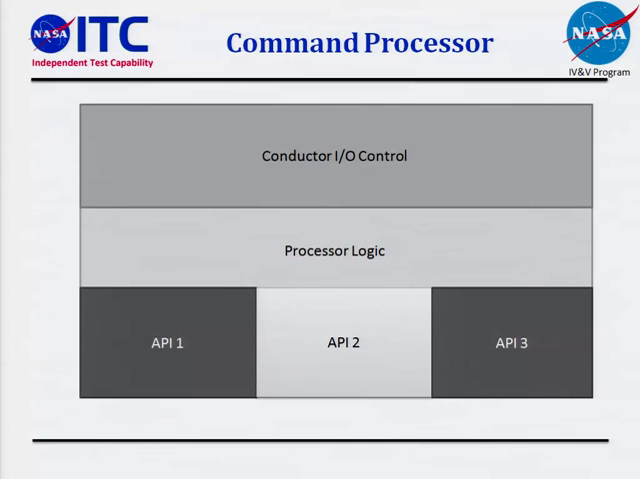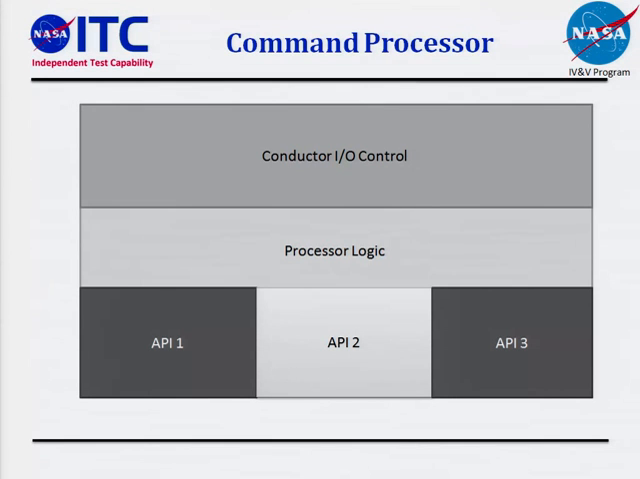This is an example of a command processor. We have the conductor I/O control at the top. Right now we talk via sockets, so this handles the network communication and high-level protocol breaking down. And then there's the processor logic itself, to know which commands go to which application, what it should be doing, and reporting health and status.